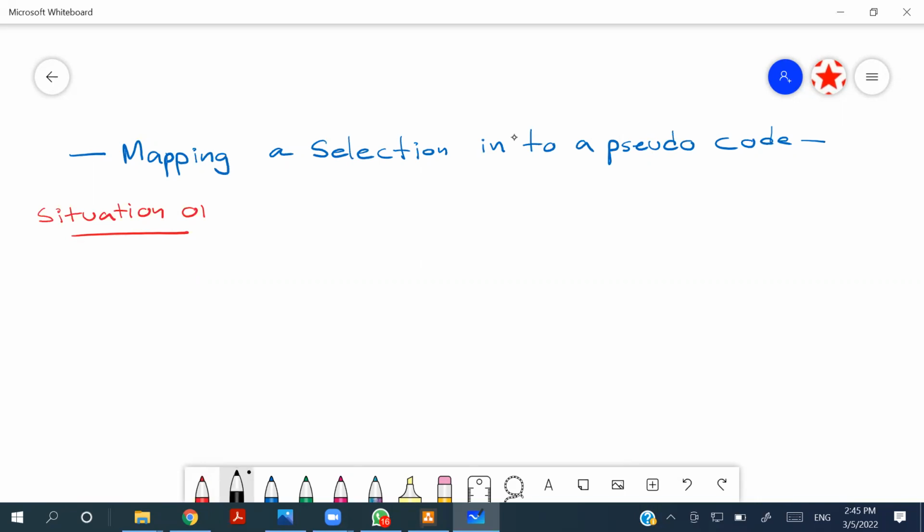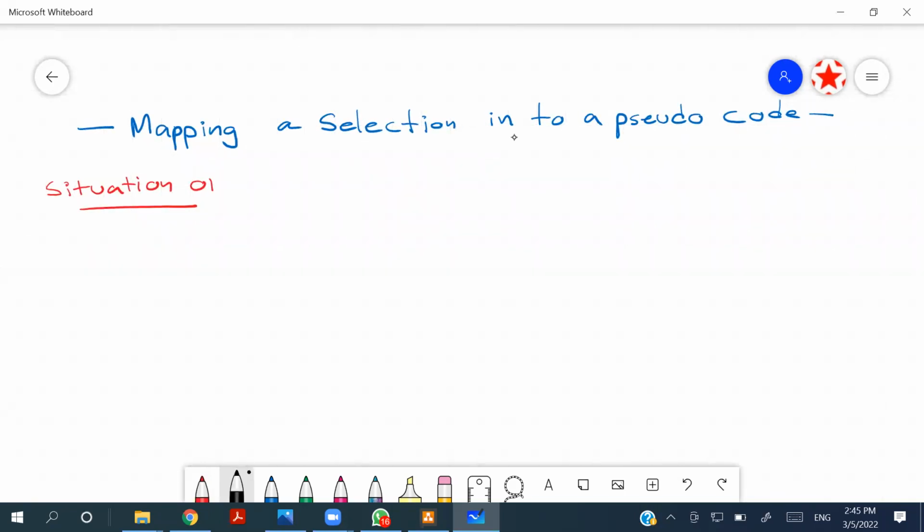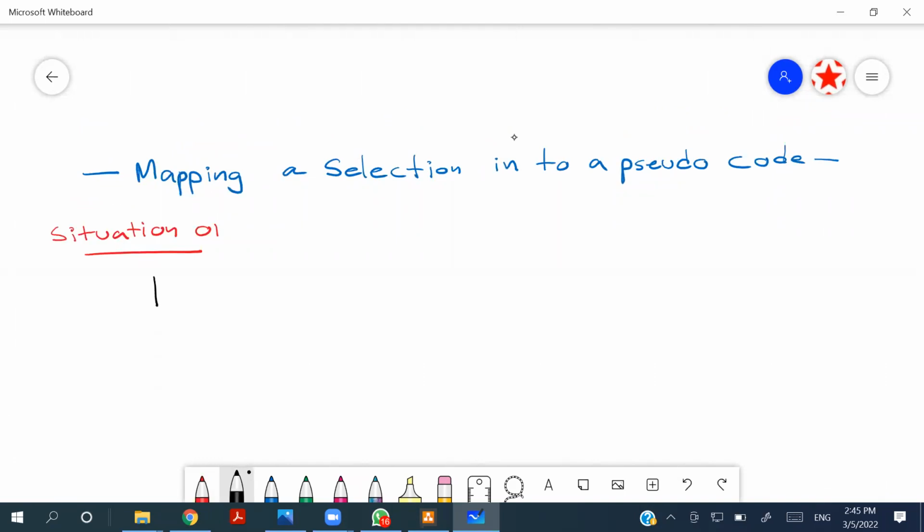So I'll draw a small flowchart segment. This is actually a segment, people.